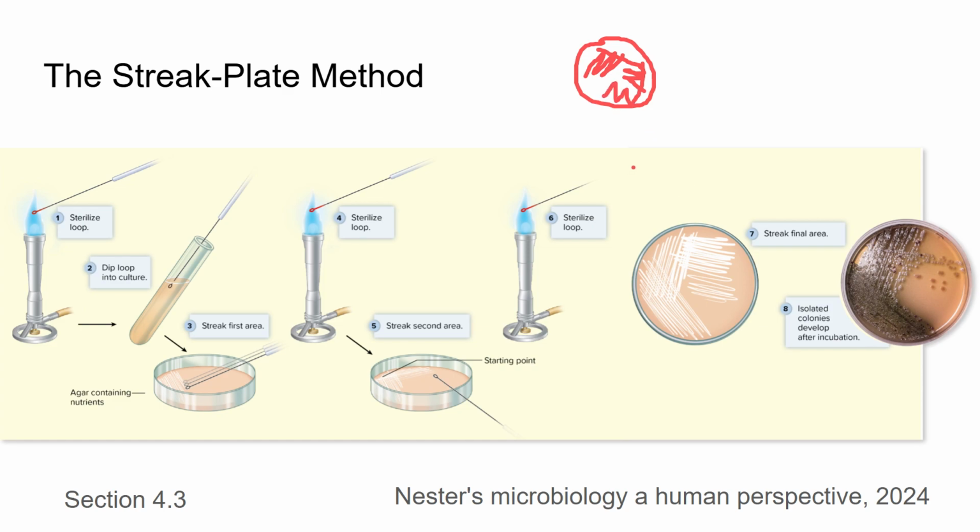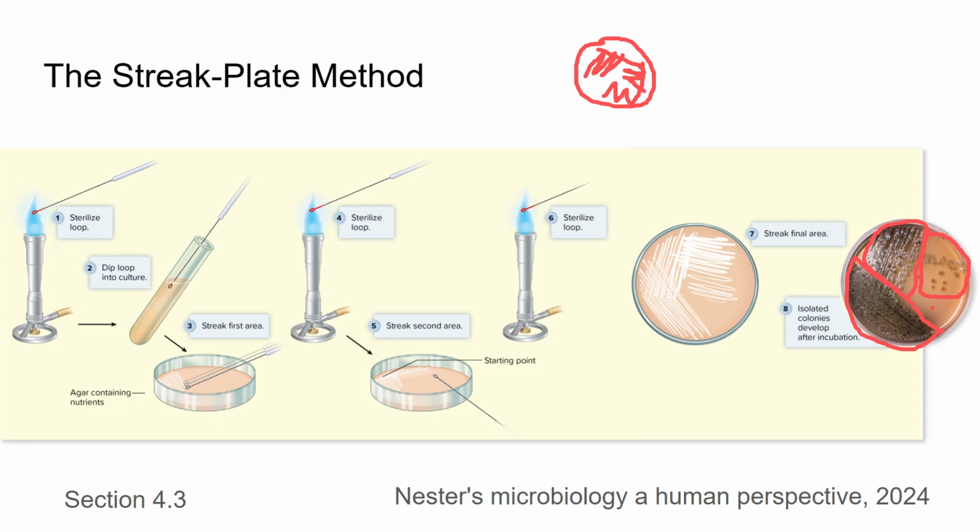And that's going to give us this pattern that we can see over here. So we have our first streak right here, our second streak right here, and our third streak that goes over here. And that third streak is the one that'll actually give you isolated colonies.